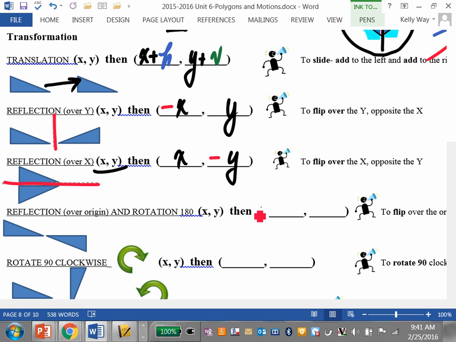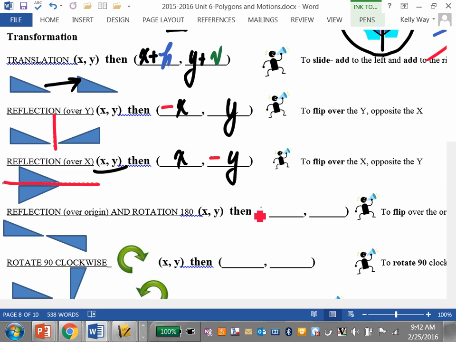Vertical on, say, the y-axis. Take your hand. Now reflect it over the y-axis. The motion of your hand, is it horizontal or vertical? So that's why when we flip over the y, the motion is horizontal. So you opposite the x, because it's the x coordinate. So it looks like this. So flip over the y, opposite the x. Stay with me. Flip over the y, opposite the x.